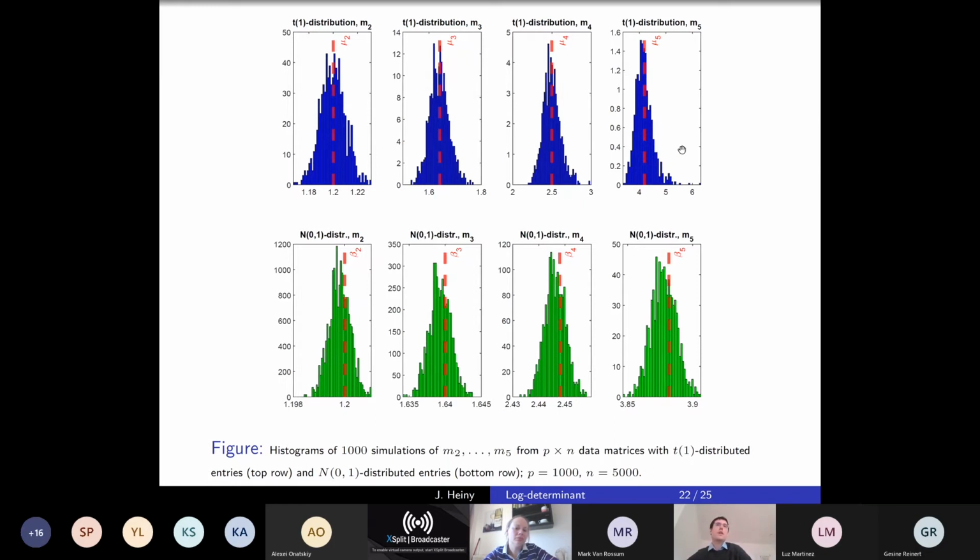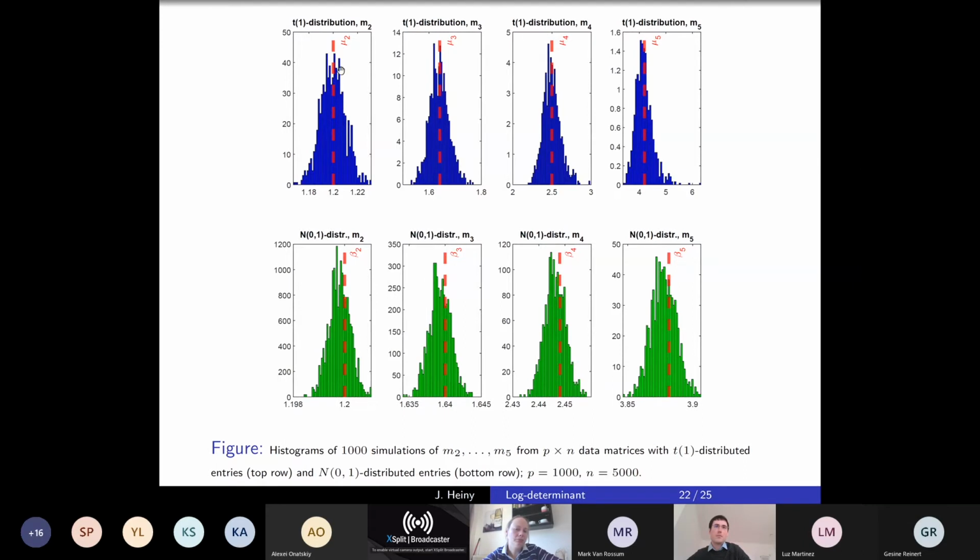In the top row, you see the simulation from a t-distribution with 1 degree of freedom. And the mu's are those moments of this alpha heavy Marchenko-Pastur law. And for the sake of comparison, I did the same simulation, each from 1000 runs, again with dimension 1000. So the bottom row is from a normal distribution, where you even have a CLT for these empirical moments.